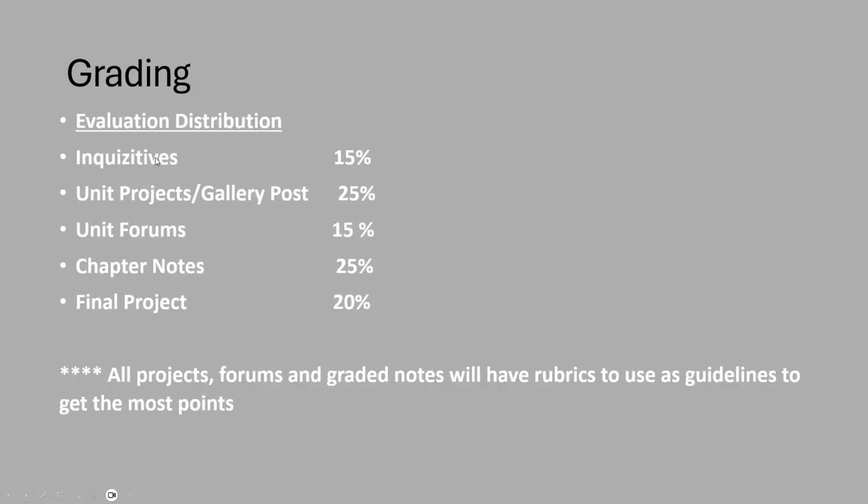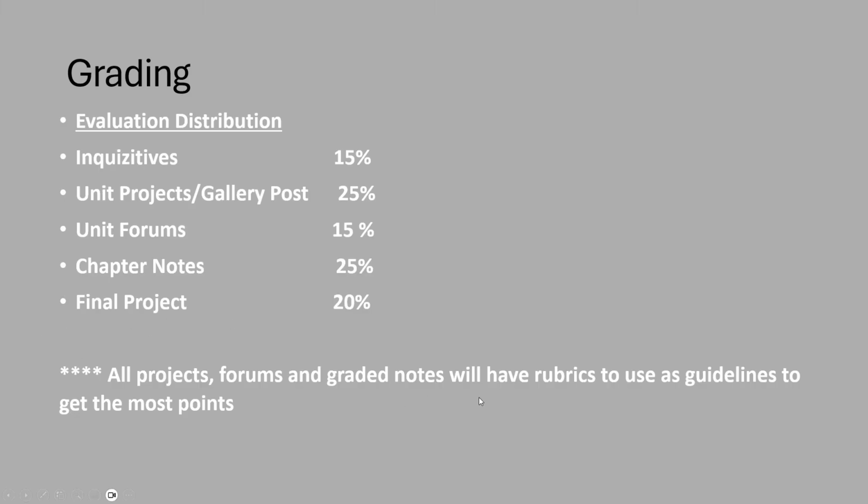All right, so the distribution of grades: the inquisitives are 15%. Those are the textbook things. The unit projects and the forum together are 25%, so that's a good chunk of it. The forums, the written forums, are 15%. The chapter notes are another big chunk, 25%. And then the final project, the final unit, is 20% of your grade. It counts as your final exam.